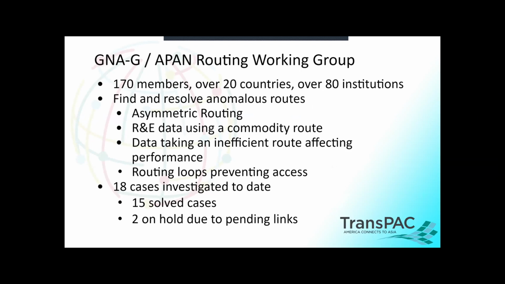And look at that right there. So real quick, if you didn't see Brenna's talk last night or yesterday morning, I guess, for you guys, the routing working group is growing. There are 170 members, over 20 countries and 80 institutions. They've had 18 cases to date, 15 of them solved. This group is really growing and really doing great things.